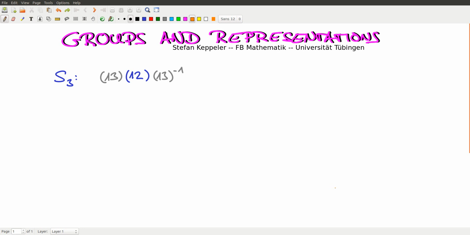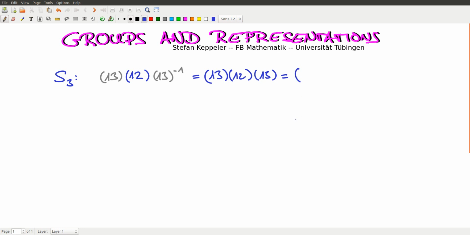Let's see what conjugation does to some group elements. We start with S3, the permutation group. Take the element (1 2) and conjugate it with (1 3). So we need a (1 3) inverse at the back. But of course, since (1 3) is its own inverse, that's the same as (1 3)(1 2)(1 3).